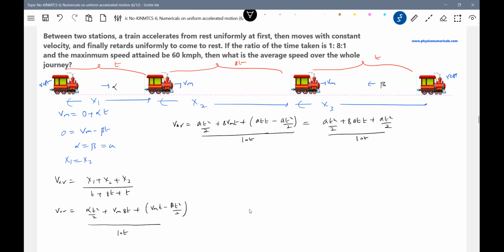For everything, we can replace in terms of Vm also. So 8 a t square, 9 a t square by 10t. So 9 by 10, a t. What is a t? Vm is equal to a t.